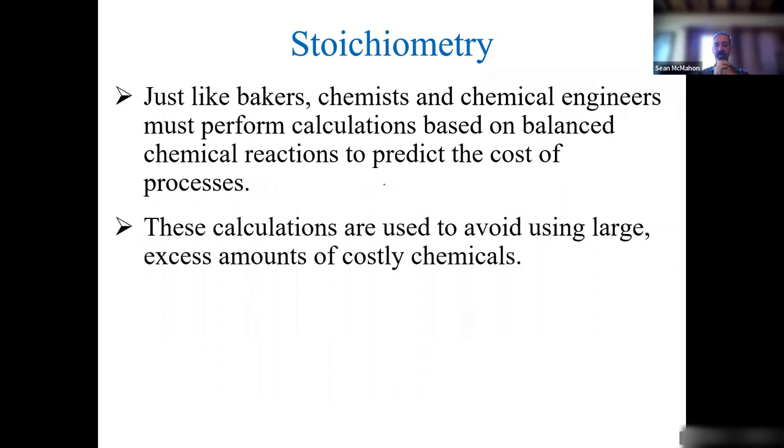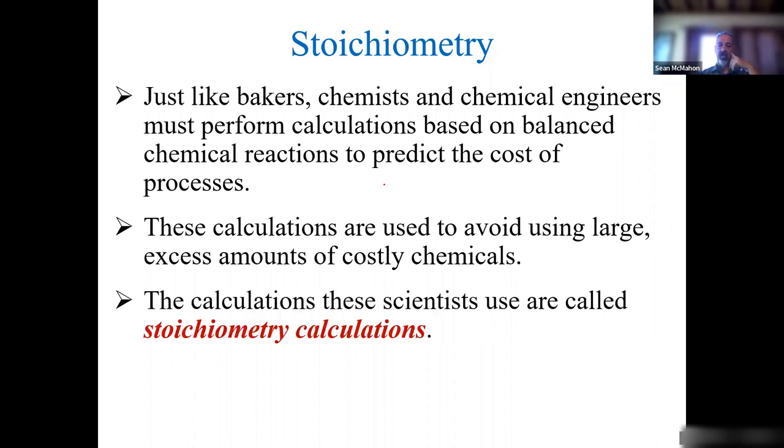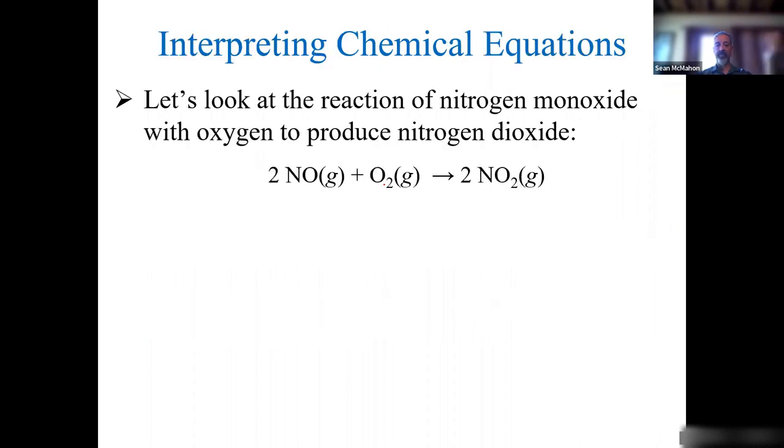So these calculations are used to avoid excess amounts of costly chemicals. We don't want a bunch of excess. We want efficiency. We don't want a bunch of leftover product and then have to dispose of it. So we have to use stoichiometry. Again, these are called stoichiometric calculations. So how can you do this? You need balanced equations for the reactions, and you need to know molar mass.